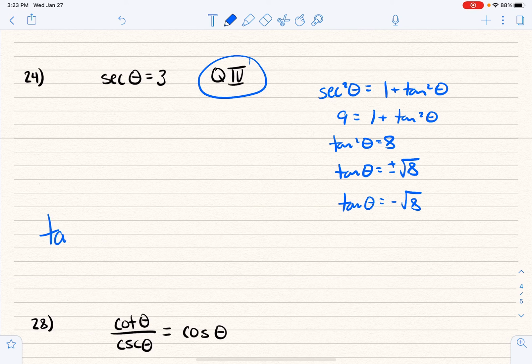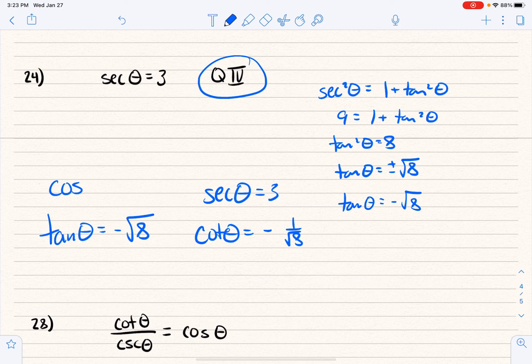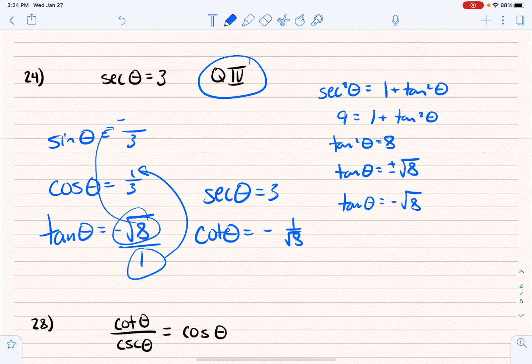So if I'm doing my 6 trig functions, I know that tangent theta is negative square root of 8, which would mean that cotangent theta is negative 1 over square root of 8. Secant theta is 3, meaning cosine theta is 1/3. Sine theta always has the same denominator, something over 3. So this is over 1. This showed up here, so this shows up here, negative square root of 8. And then for cosecant theta, we flip it, and we get 3 over negative square root of 8.